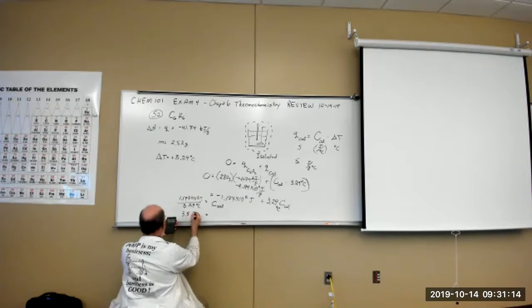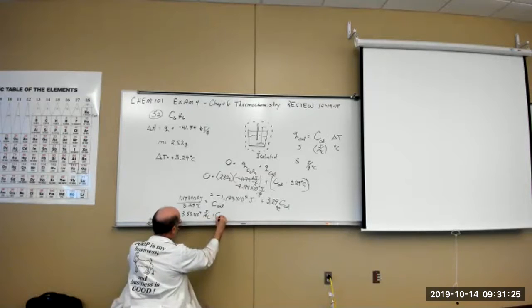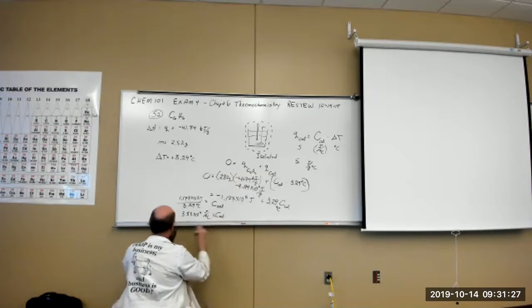3.58 times 10 to the 4th joules per degree C equals the calorimeter constant.